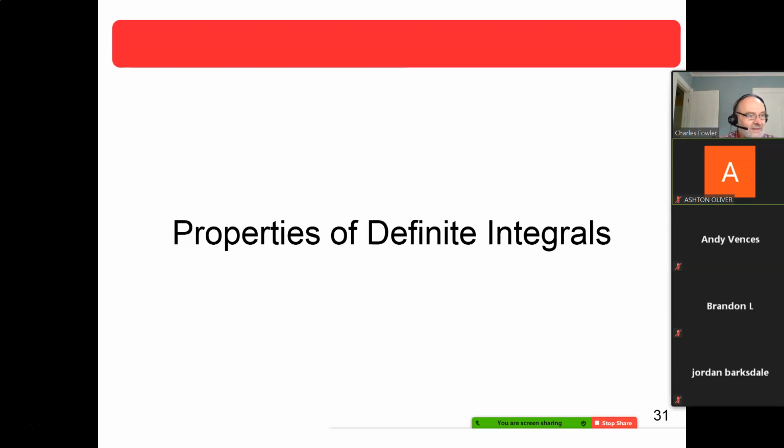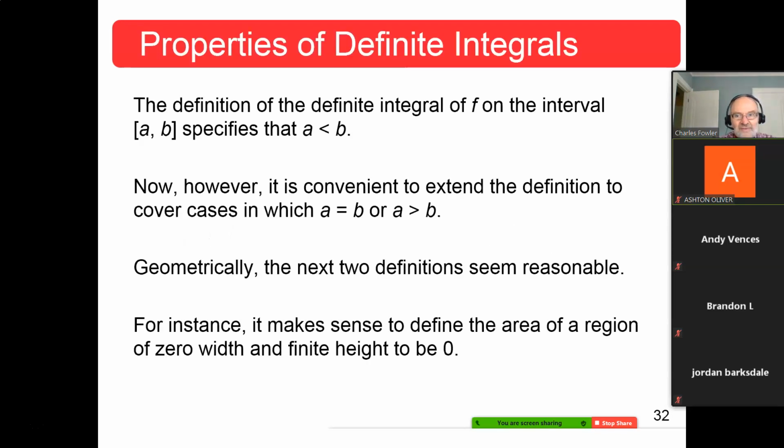Are we finally going to get it so we can do that? Now, the definition of the definite integral of f on some interval a to b specifies that a has to be less than b. A's here, b's here. That's what we're doing, from a to b, left to right.